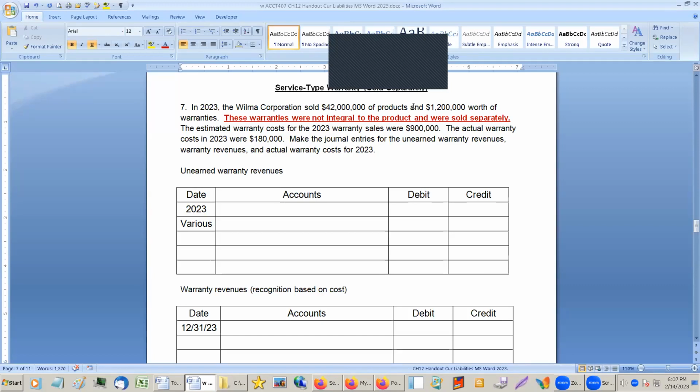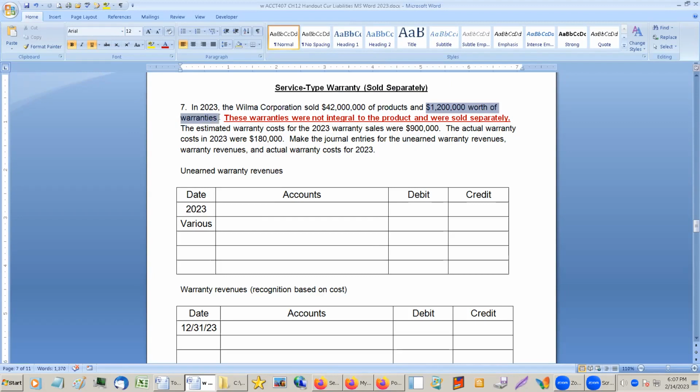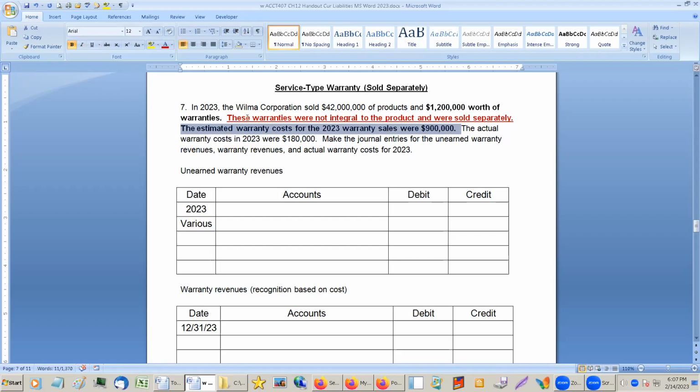Okay, so what we're going to look at here are the warranty portion. They sold 1,200,000 of warranties, and the estimated warranty costs for the sales were 900,000. And actual warranty was 180. I don't know why I'm reading this to you. You guys can read it yourself.